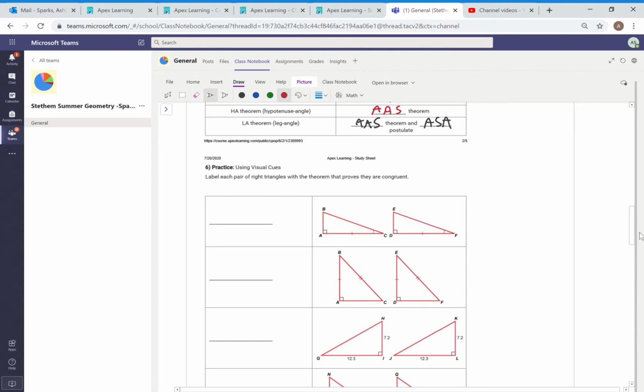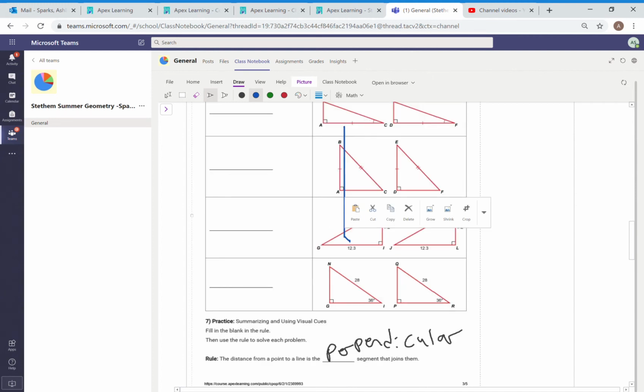So what does this look like? What you're doing on these ones, kind of like what I did before, you find your markings. You want to ask yourselves if it's a leg or hypotenuse. This is a leg. So this right here, AC is a leg. It matches with DF, sorry, which is a leg. I don't care about the 90 degree. We ignore that. And I see this angle's been marked on here. So that's A. Which means this is leg angle, or the LA theorem.